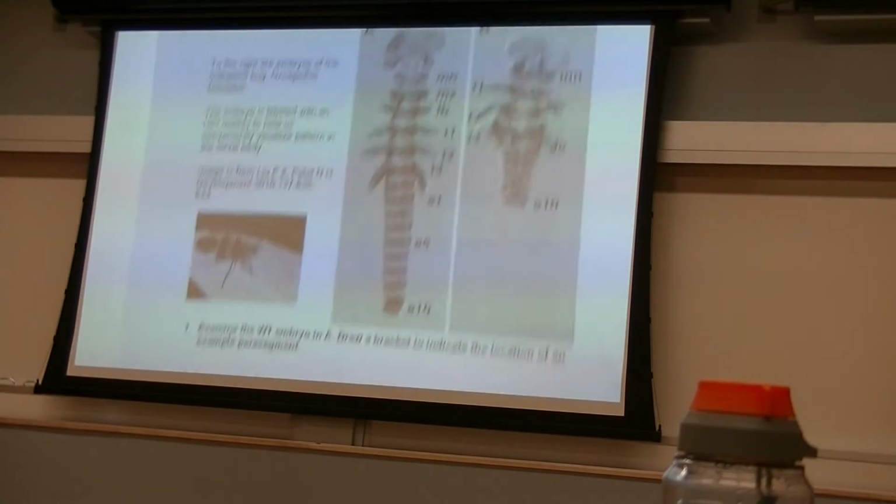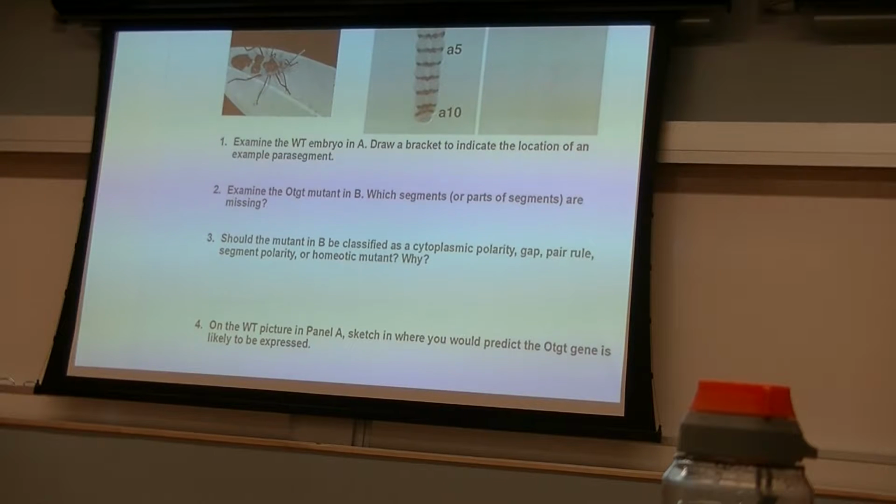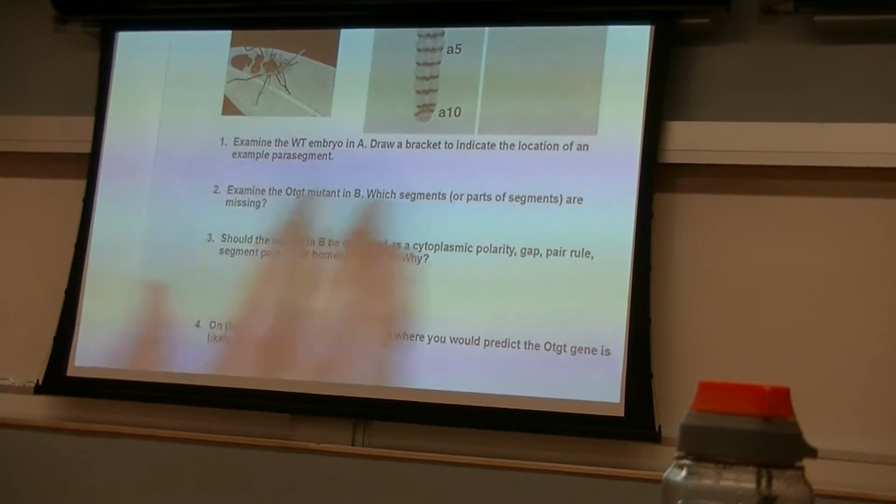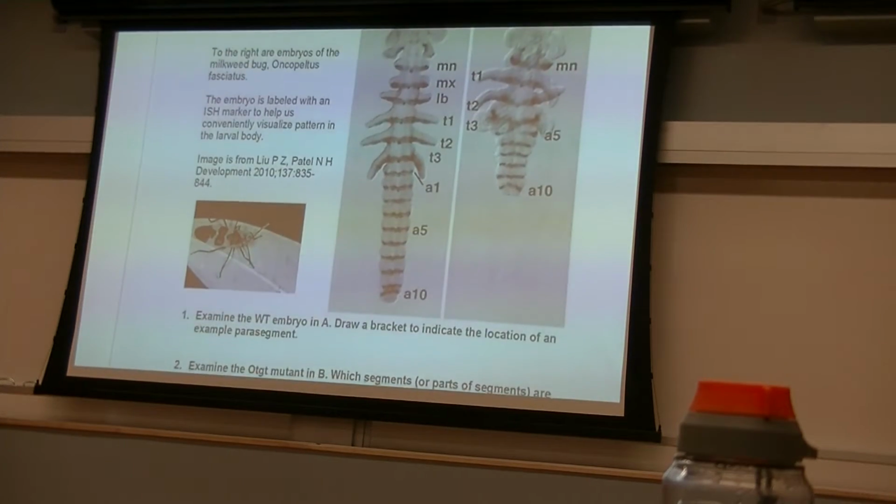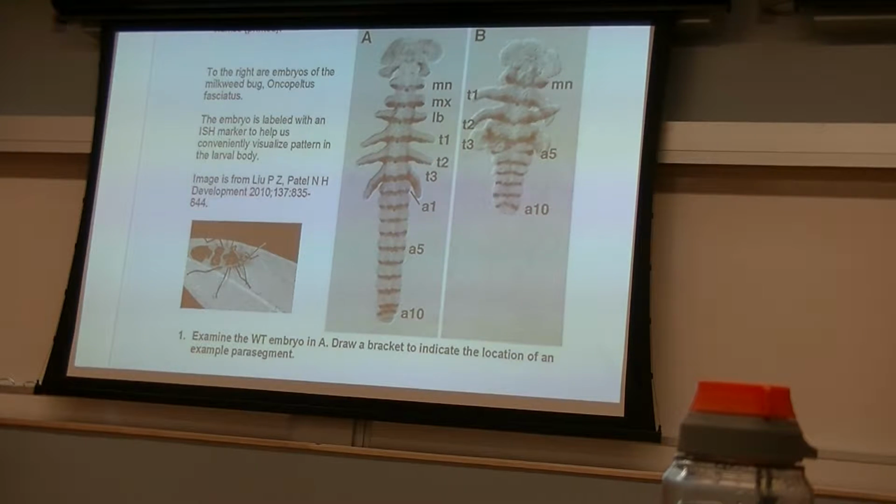Okay, the next question we have is in this embryo here, an OTGT mutant. OT stands for Oncopeltus fasciatus, which is the name of the creature, and then GT actually stands for giant, which is the gene that we're looking at here. This is a mutant in B, so which segments or parts of segments are missing? MX through LB is gone, and then A1 and A4 are gone.